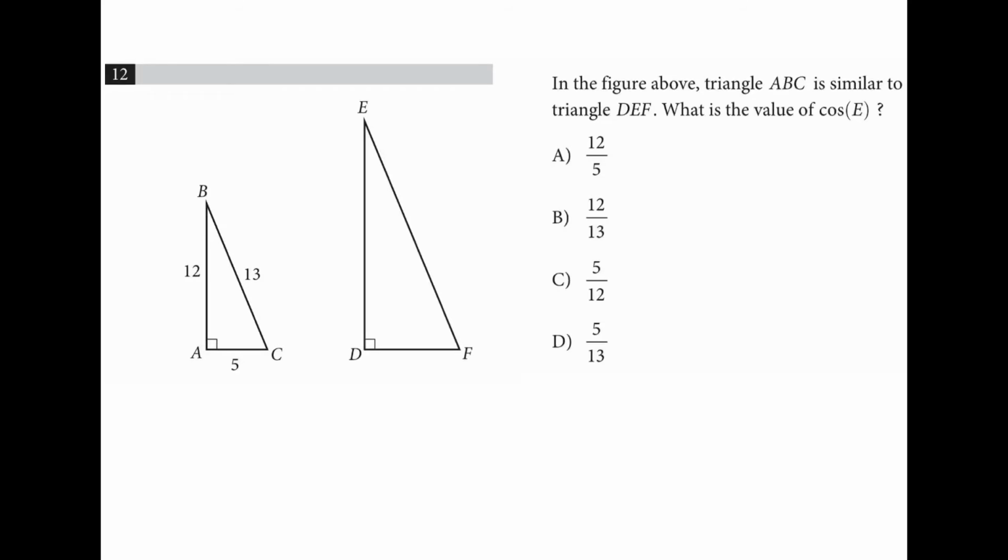Because these two triangles are similar, we're going to be comparing angle B and angle E. And the cosine of B here is going to be 12 over 13. So the same is true for E because the angles are congruent. It's the side lengths that are proportional.